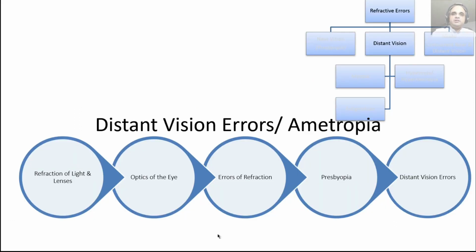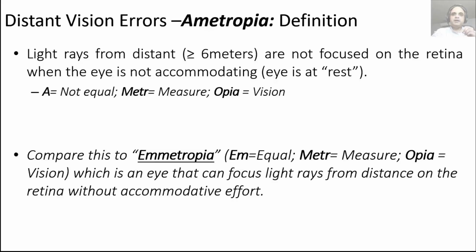Now we'll talk about distant vision errors or ametropic errors. We'll begin by defining ametropia, which is a distant refractive error, which is basically light rays coming from distance, a distance of 6 meters or more, that are not focused on the retina when the eye is not accommodating, i.e. the eye is at rest. Remember, accommodation is a phenomenon that allows the eye to adjust for light rays coming from near, a distance of less than 6 meters. So ametropia is A meaning not, metron meaning measure, and opia meaning vision.